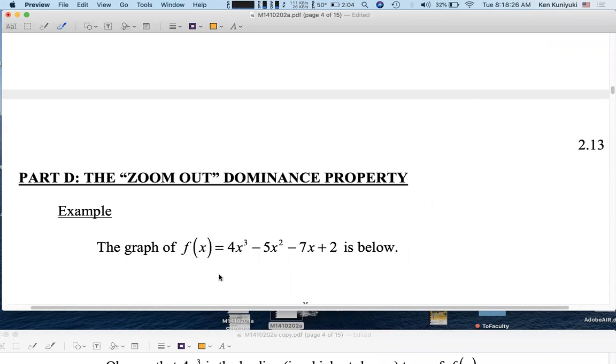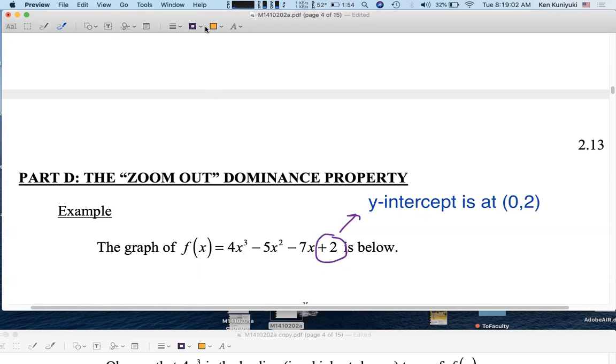Hi everyone, let's consider the graph of y equals f of x, which is 4x cubed minus 5x squared minus 7x plus 2. Now, two of these terms are immediately informative. The positive 2 tells us that the y-intercept for this graph will be at the point (0, 2), because when you plug in x equals 0, these go bye-bye, and you're left with a constant term 2.